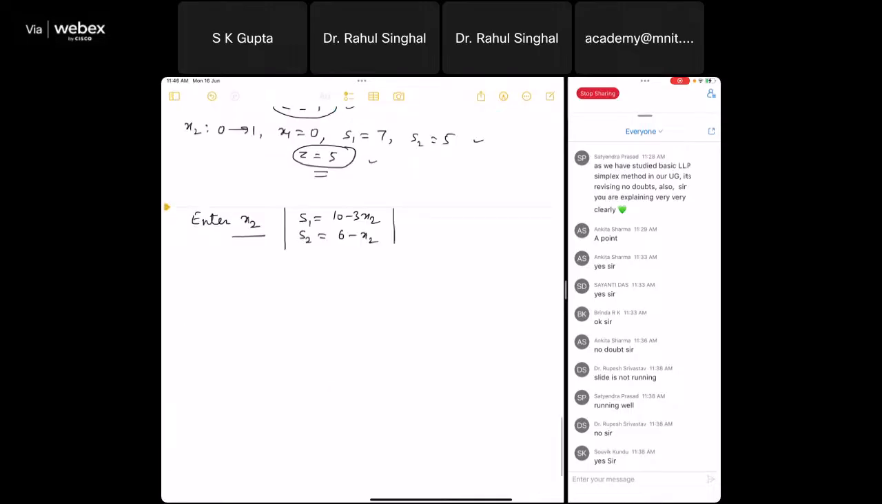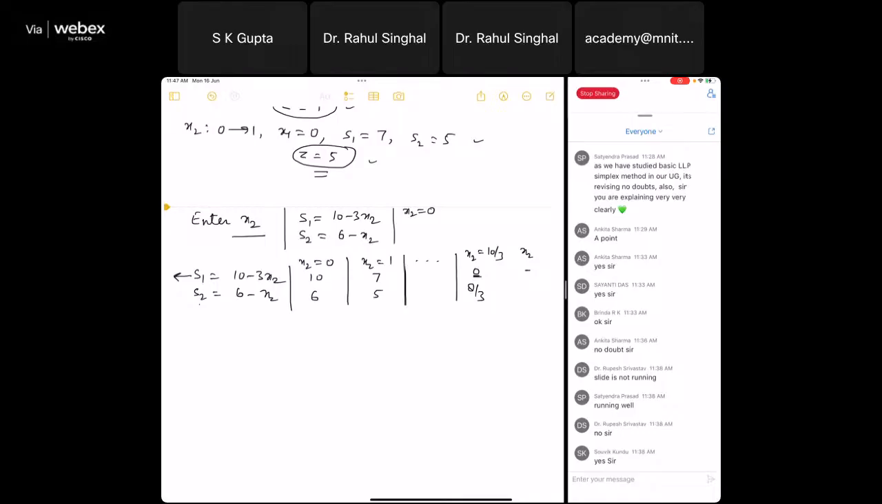Now you take different values of x2. Let me write it here. S1 is 10 minus 3x2. S2 is 6 minus x2. When you put x2 equal to 0, this is 10, this is 6. When you put x2 equal to 1, this is 7, this is 5. And when you put x2 equal to 10 by 3, this is 0 and this is 8 by 3. After this, when you put some larger x2 value, this becomes negative. What does it mean? That this variable is leaving first. That means this leaves the basis, and this will be retained in the basic variables.